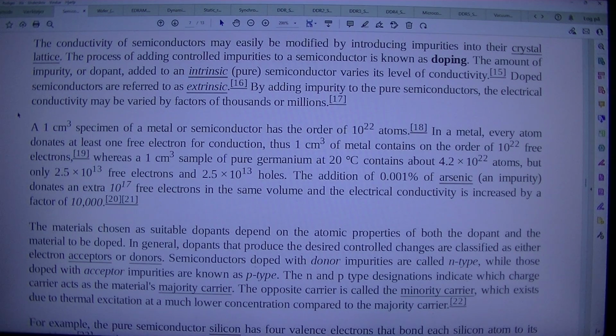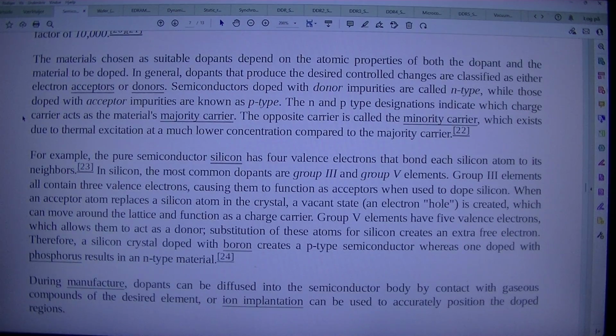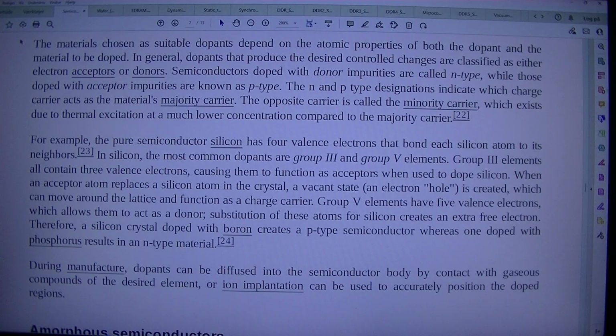The addition of 0.001% of arsenic, an impurity, donates an extra 10^17 free electrons in the same volume, and the electrical conductivity is increased by a factor of 10,000. The materials chosen as suitable dopants depend on the atomic properties of both the dopant and the material to be doped.